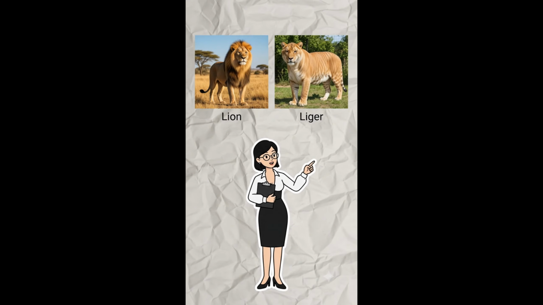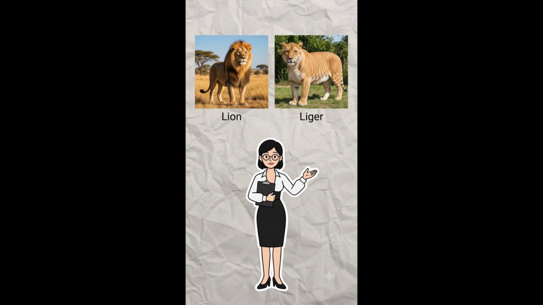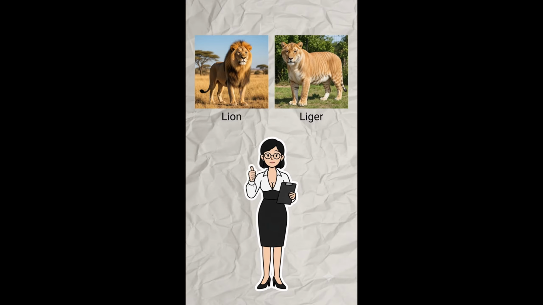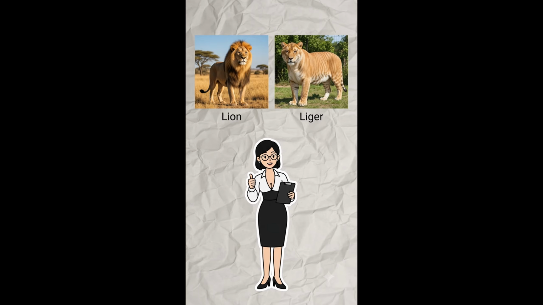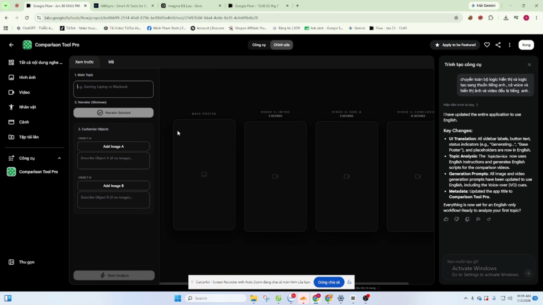Today, I'm going to show you how to create this type of comparison video using AI with the Auto app Stickman Comparison Video Generator. Open the app and let's get started. The first step is to enter your comparison topic. For this example, I'll use Lion versus Liger, how are they born?